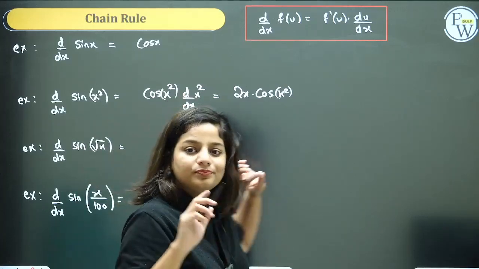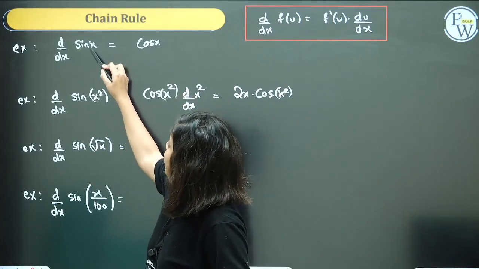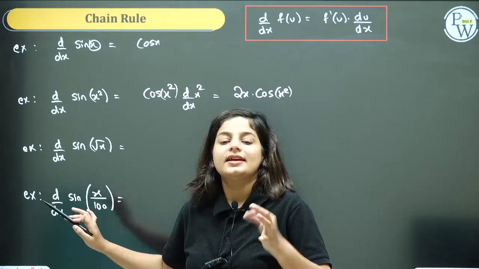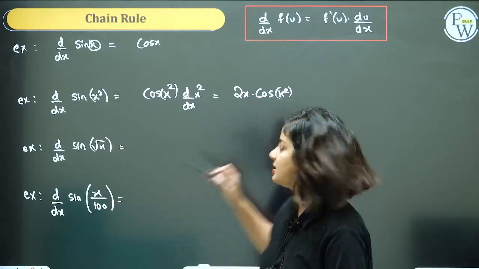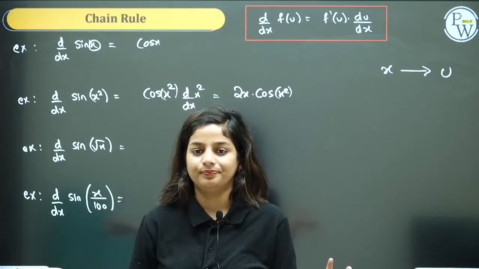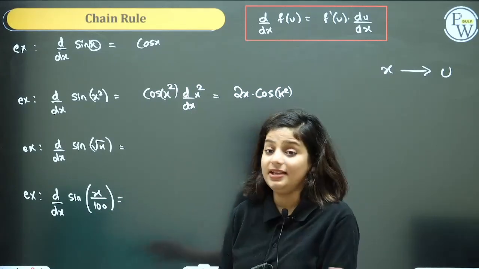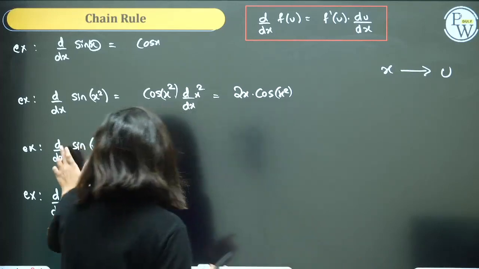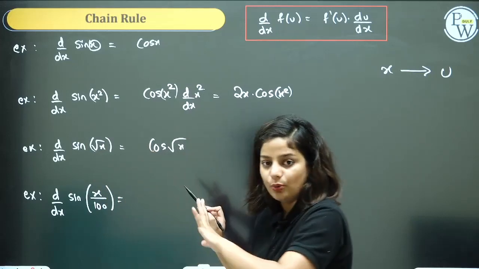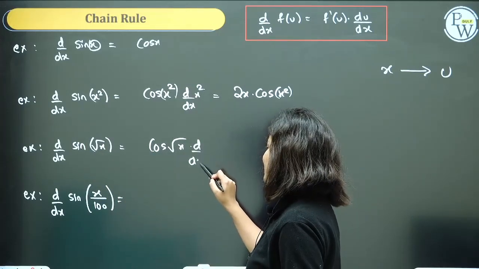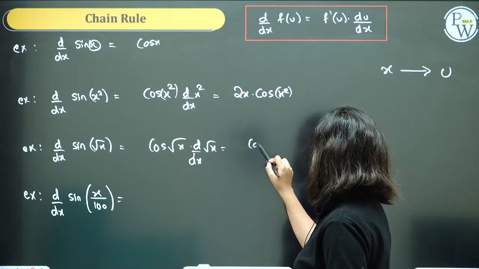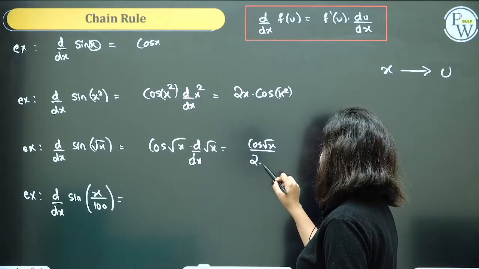Understood? So x is replaced with something else. This x is replaced with x square, root x, x by 100. Let us call this as u. It can be x square, x, root x, or anything which is not mentioned here. What will be derivative of sine root x? Derivative of sine x is cos x, so derivative of sine root x will be cos root x. But by chain rule, you will multiply with derivative of root x, which is 1 upon 2 root x. Final answer is cos root x upon 2 root x.